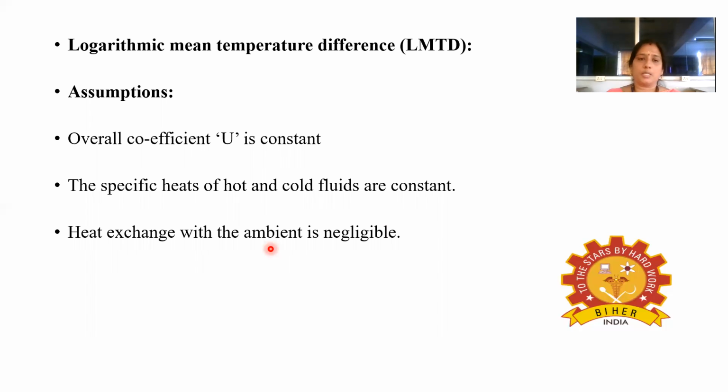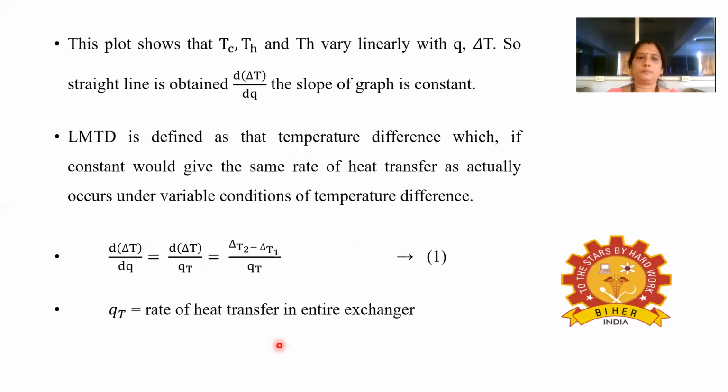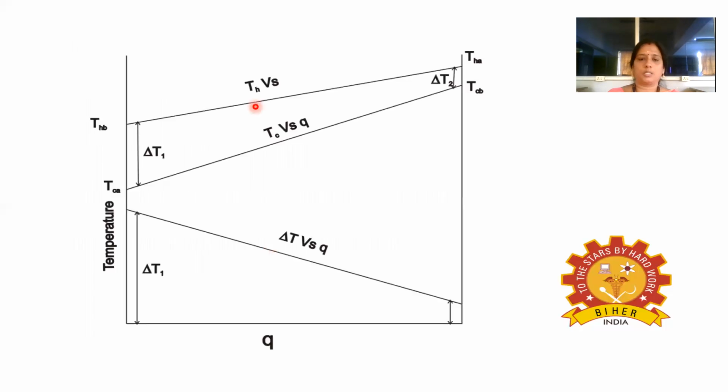We are assuming these three assumptions for deriving this LMTD, and this is the graph which is plotted between the heat flux and the temperature difference as well as the temperature. In this plot we are getting a straight line, so that we can find out the slope. The slope of this graph is d delta T by dq. If you plot the graph, this graph is a straight line, and if you draw the slope for this graph, we'll be getting d delta T by dq. This is the slope.